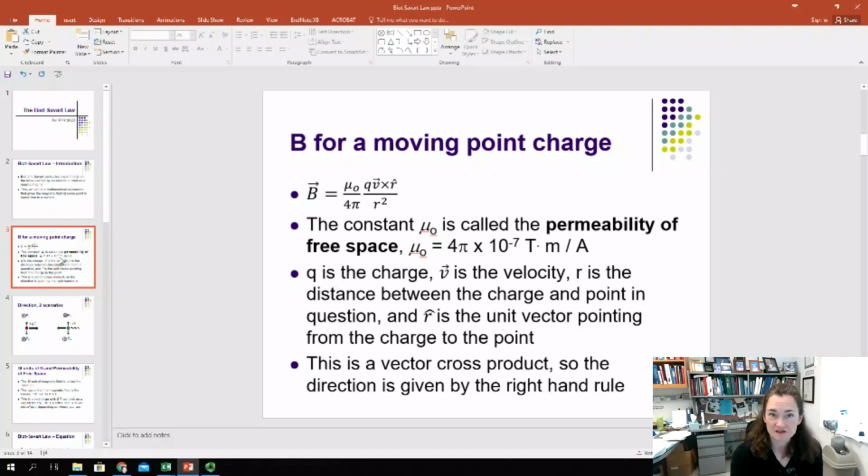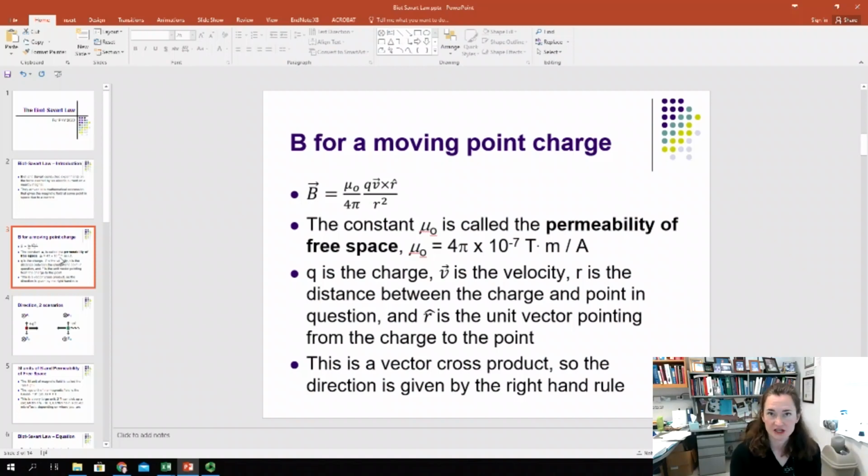So the magnetic field is equal to mu naught over 4 pi times QV cross r hat over r squared. That's the magnetic field for a moving point charge. Now the constant mu naught is the permeability of free space. The value of the permeability of free space is 4 pi times 10 to the minus 7 Tesla meters per amp. In this expression, Q is the charge.